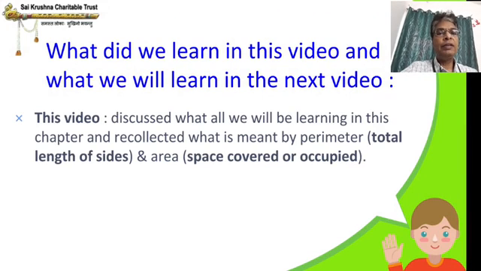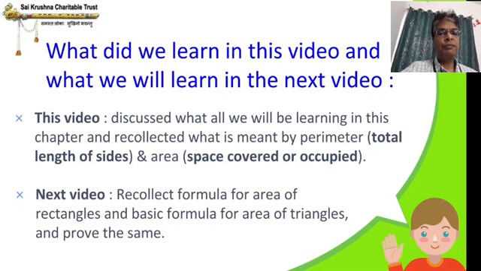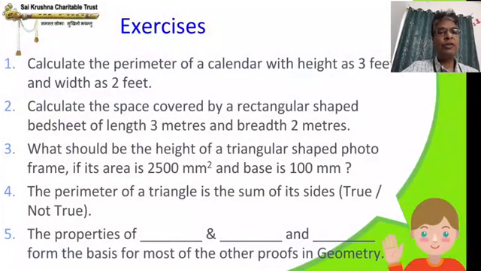So what did we learn in this video? In this video, we discussed what we'll be learning in this chapter and recollected what is meant by perimeter, total length of sides, and area, space covered or occupied. In the next video, we will recollect the formula for area of rectangles and the basic formula for area of triangles and prove the same. The unit of measurement for area I have not mentioned; we will see it in the next part. So now some questions for you.